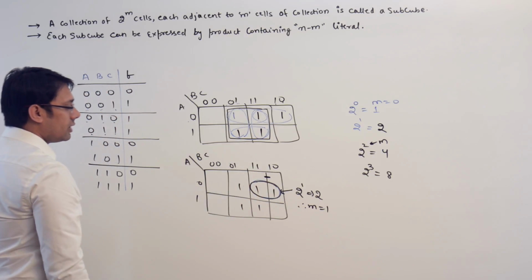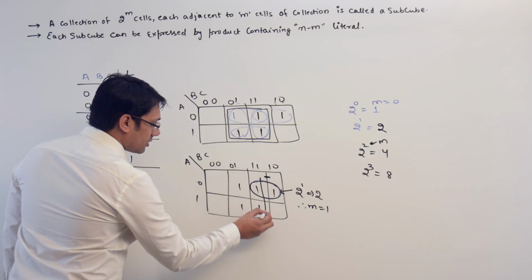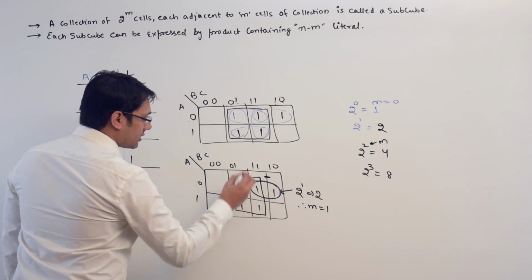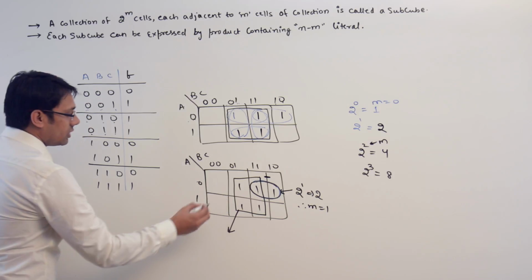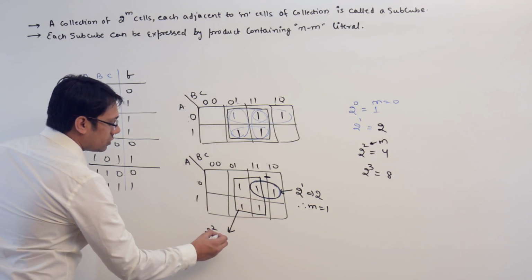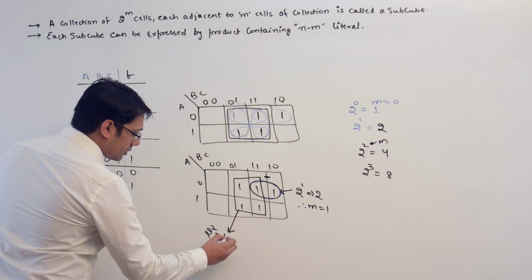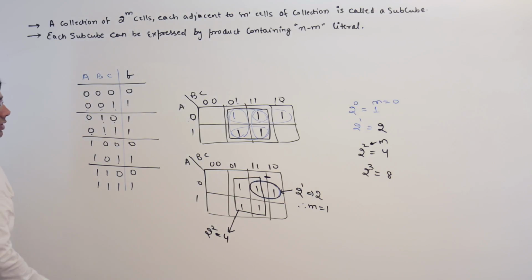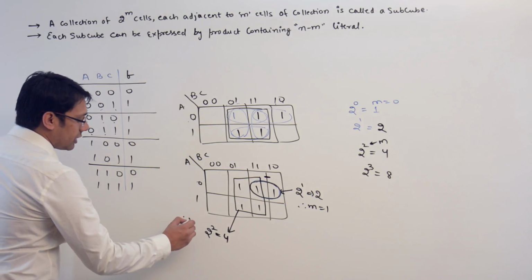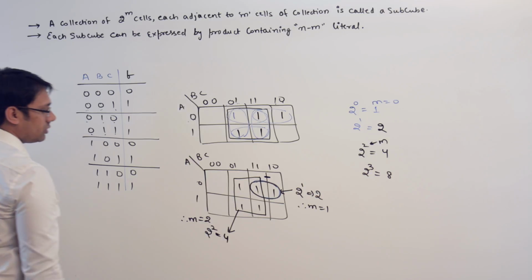These two are adjacent. But if I make a subcube like this, the size of this particular subcube is 2 raised to power 2, which is equal to 4. Therefore, the value of m will become 2.